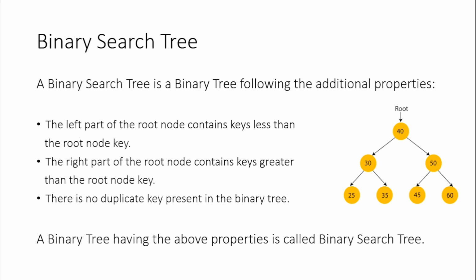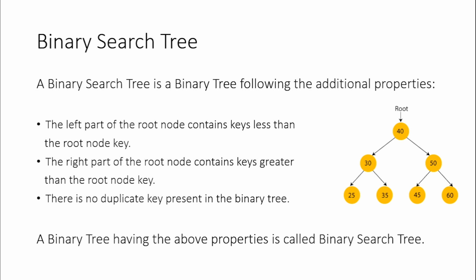So next we have binary search tree. A binary search tree is a binary tree following the additional properties. So let us look at the properties which make a binary tree qualify as a binary search tree. The left part of the root node contains keys less than the root node key, and the right part of the root node contains keys greater than the root node key, and there is no duplicate key present in the binary tree.